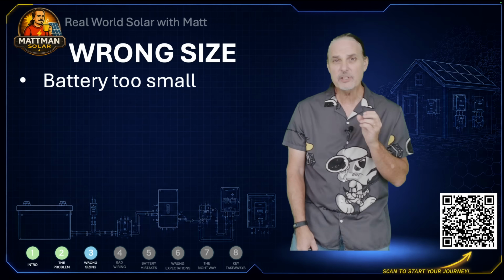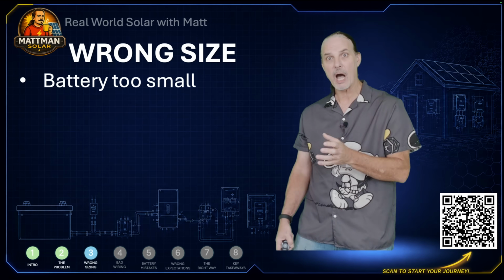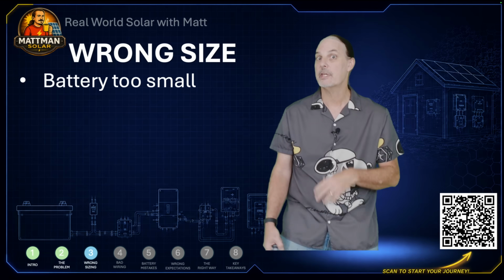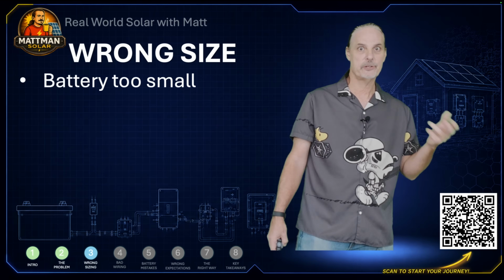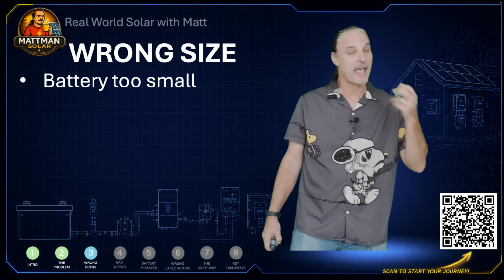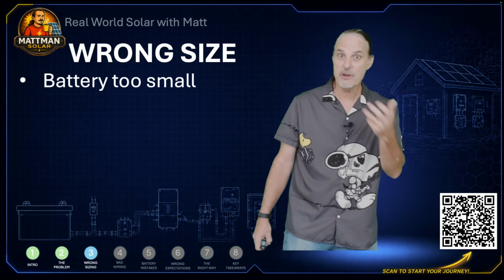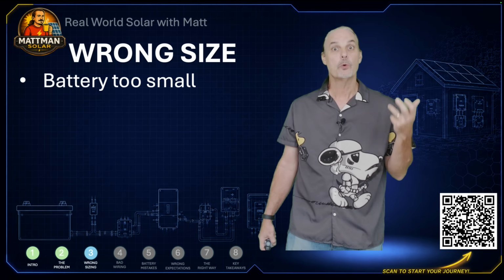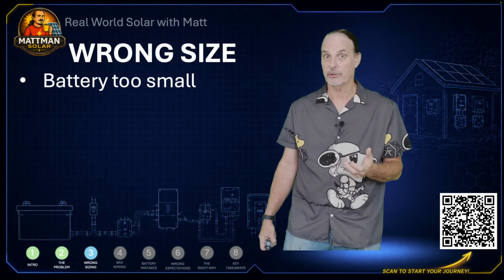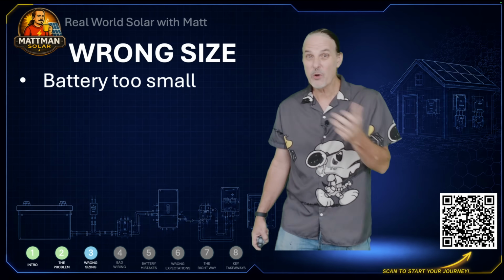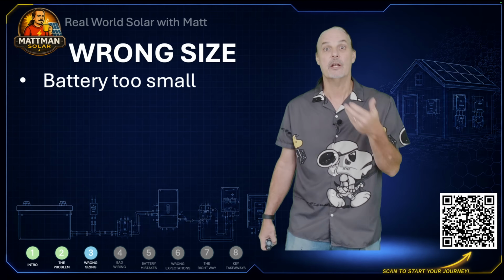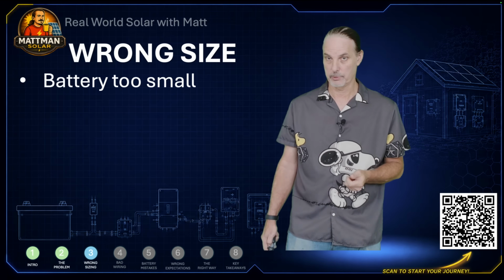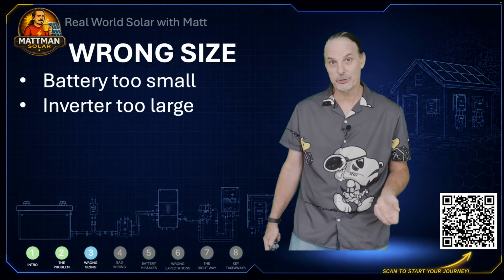Now what often happens here is people will buy a 100 amp hour battery and think they have this huge battery. And then they buy an inverter for, let's say, a 6,000 watt inverter. And that battery can't supply enough power to run that inverter. That wrong mismatch causes it to shut down and unexpectedly not work the way we would think. Or the inverter's too large.